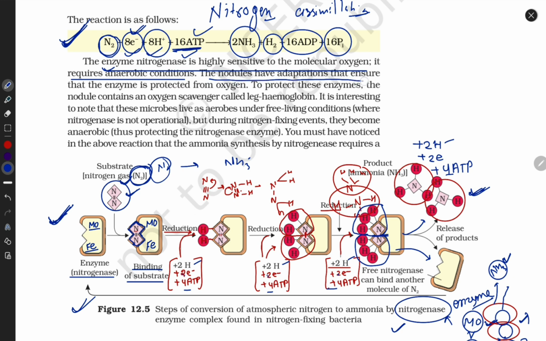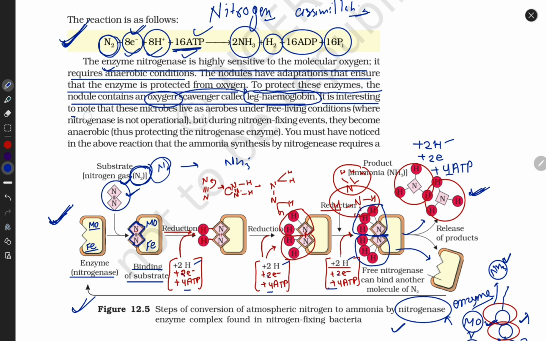The nodules have adaptations that ensure the enzyme is protected from oxygen. Nodules have adapted so that oxygen can't reach the nitrogenase enzyme. To protect these enzymes, the nodule contains an oxygen scavenger called leghemoglobin. If oxygen still enters, the leghemoglobin can take it up.